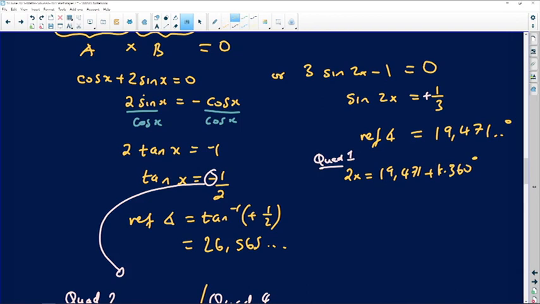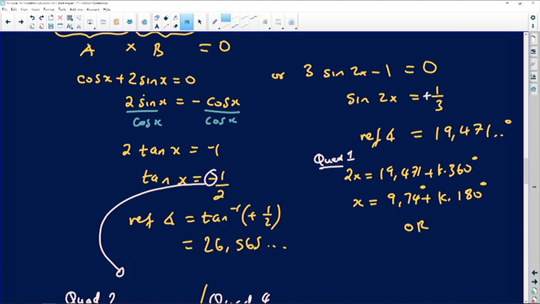Now, once you've done that, you'll then see that you've got a 2 there that you need to divide by. When you divide by 2, your answer comes out as 9.74 degrees, and your 360 changes and it becomes 180 because you're dividing every single term by 2. Okay?